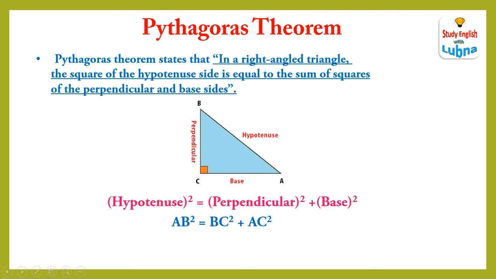We can also represent these sides with small letters, like we can represent perpendicular with small letter a, base with small letter b and hypotenuse with small letter c. So by using these three small letters for the sides of a right angle triangle, we can also write the Pythagoras theorem in one more way, that is c square equals a square plus b square. So these are the three different ways to write a Pythagoras theorem.